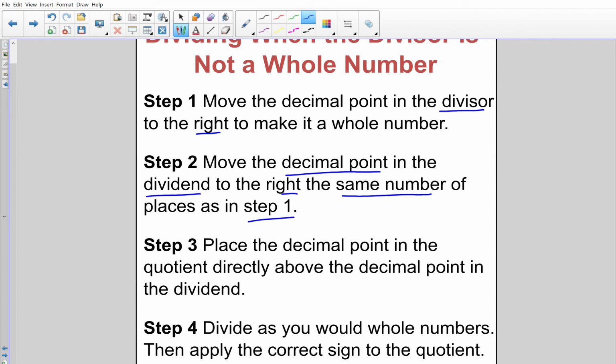Place the decimal point in the quotient directly above the decimal point in the dividend, and then we're going to divide like we would. Okay, this is going to give us the same answers if I use the calculator. It's just going to make some of these a little bit longer, so you're going to have to just kind of pay attention to these.